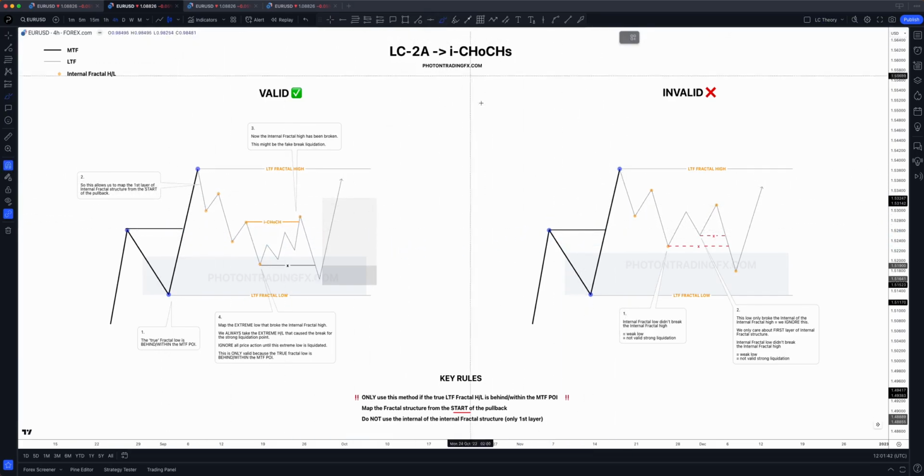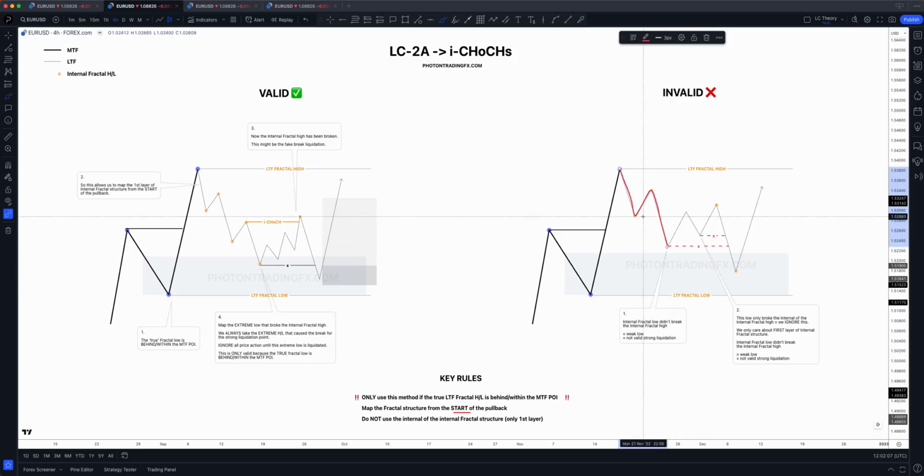Okay, exact same scenario where the true fractal low is all the way down here, or say somewhere within the POI. Okay, so this is when you're then allowed to go to step 2, which is pay attention to the internal structure. Where do you start mapping it? You start mapping it from the very start of the pullback. Don't just suddenly look at the price action here and go, well, this looks like the internal fractal. No, because you could be wrong. You need to go all the way back up to here. Okay, so start mapping it from here. Then you'll have the true range, okay?